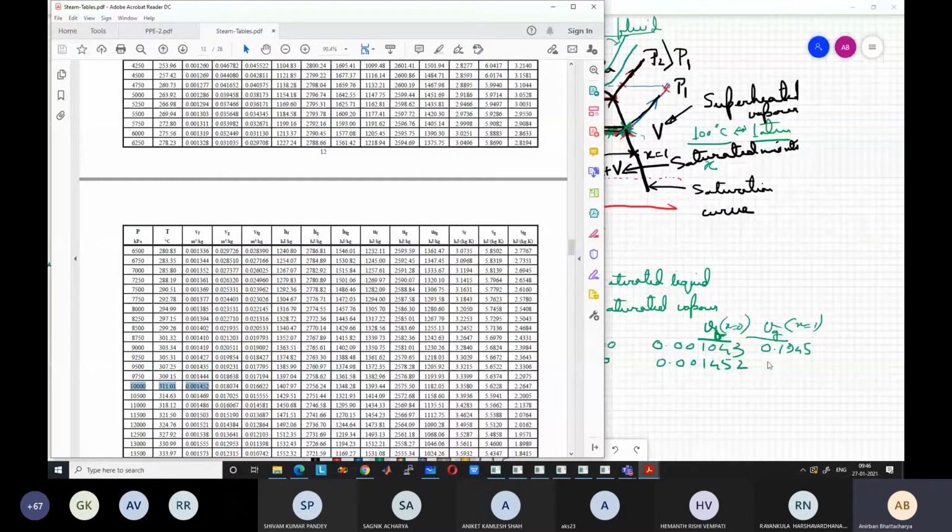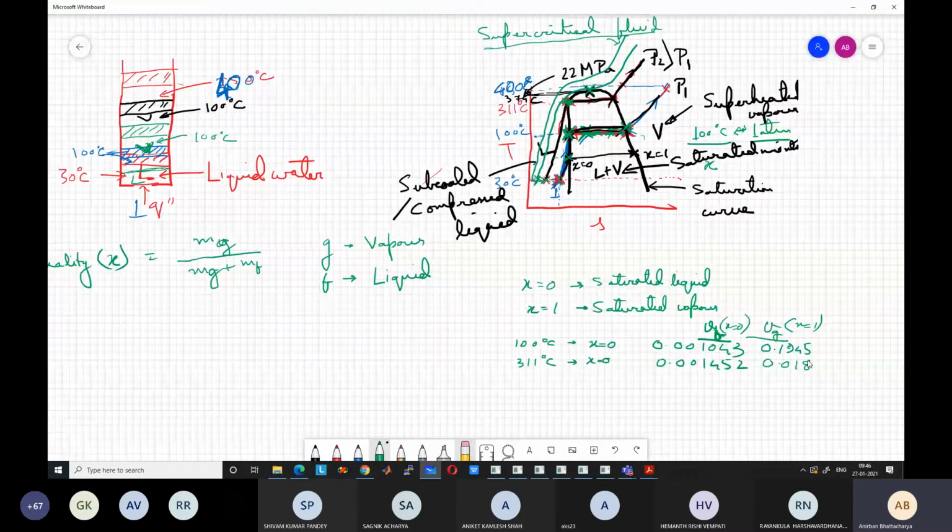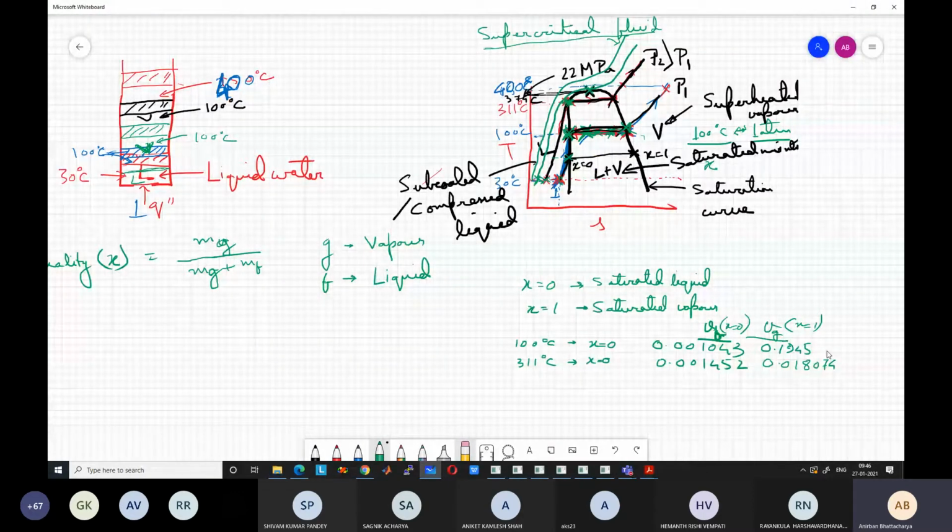So this volume is much higher as compared to this volume. So at saturated vapor condition, the vapor can actually move more freely at lower temperature. So the entropy of the vapor is actually higher at lower temperature as compared to the entropy of the vapor molecules at higher temperature. So the entropy difference increases between these two points, saturated liquid and saturated vapor, at lower pressure and temperature.